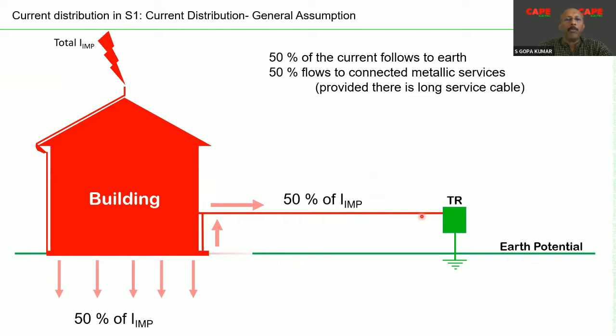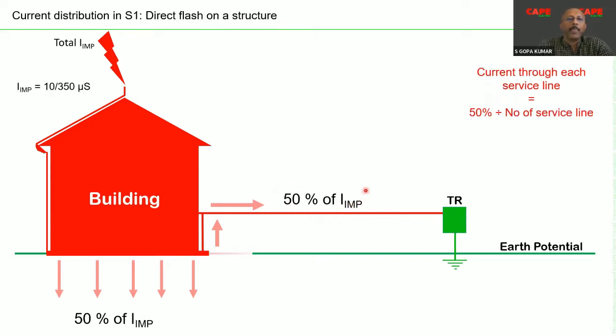But for the calculation of the rating of the SPD, we consider that 50% of this current is diverted to the power line, because most of the time we don't have any other metallic services in our country; most of the water supply and sewage pipes are nowadays plastic or PVC. So the assumed values are 50% of the current flows to earth and 50% flows to the connected metallic service, provided there is a long service cable. If there is no service connected, then of course this 50% you have to neglect, because there is no way.